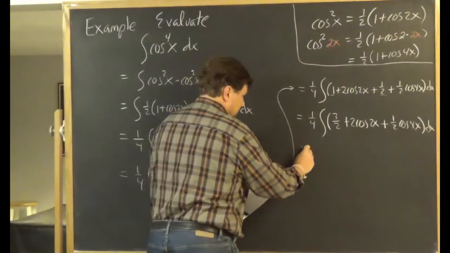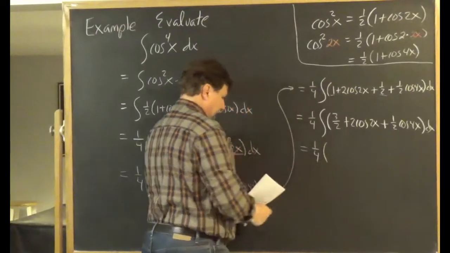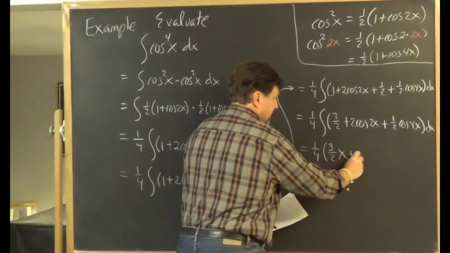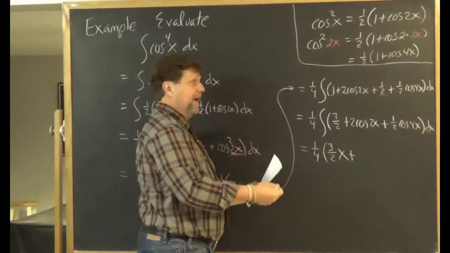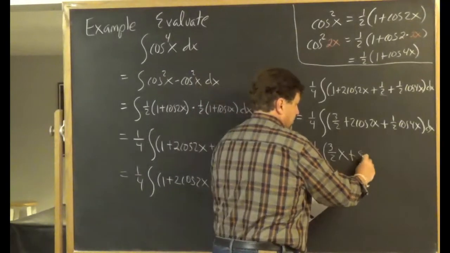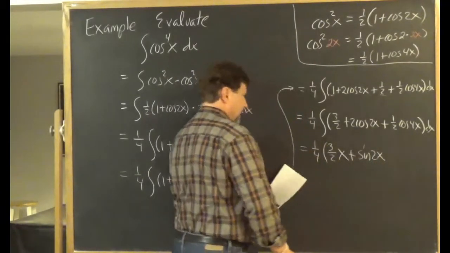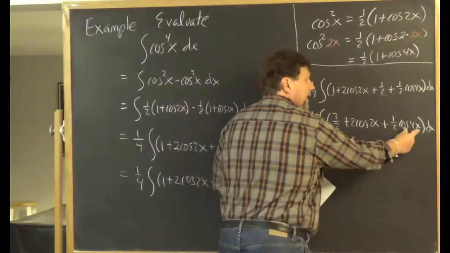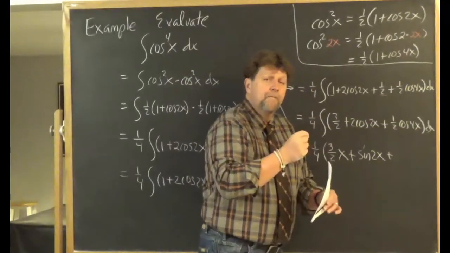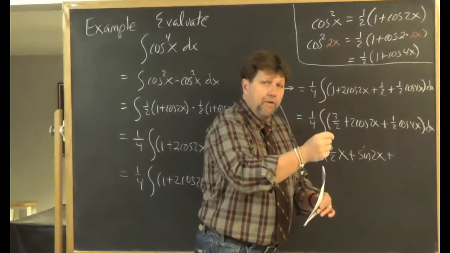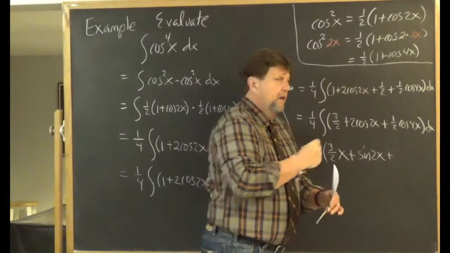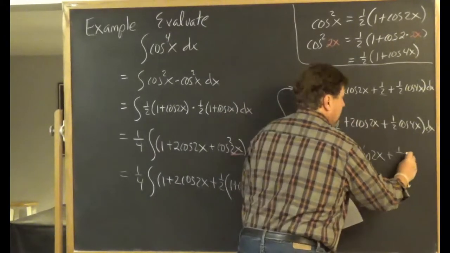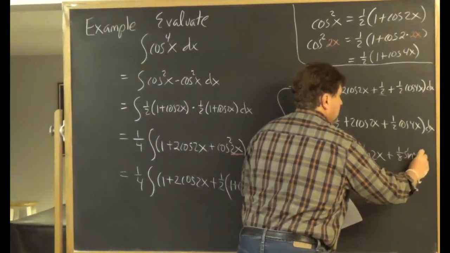And now I go term by term, getting an antiderivative. The antiderivative of 3/2 is 3/2 x. The antiderivative of 2 cosine 2x is just sine 2x. The antiderivative of 1/2 cosine 4x: well, the antiderivative of cosine 4x would be 1/4 sine 4x. So that 1/2 times 1/4 sine 4x gives me 1/8 sine 4x.